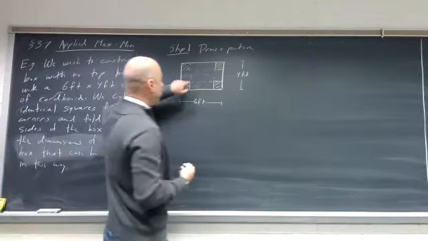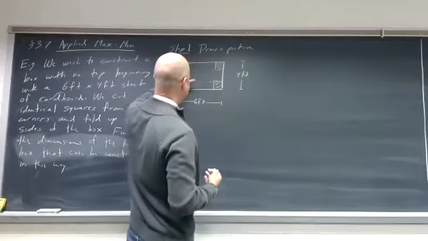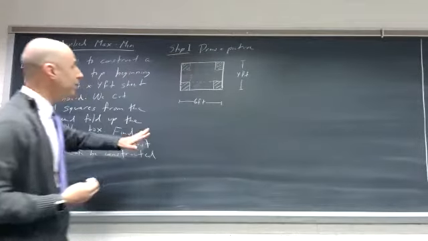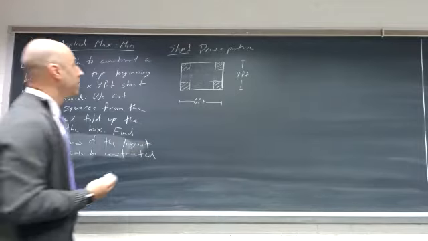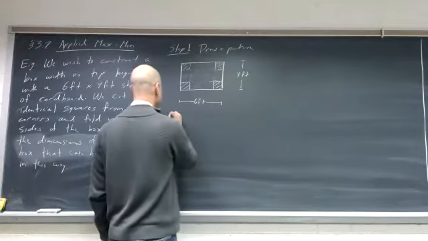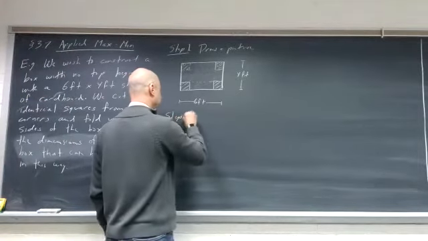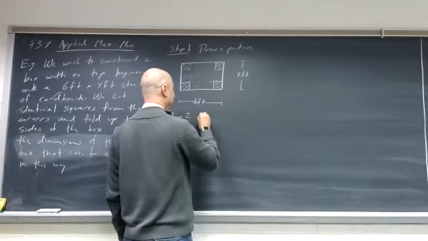So we end up with 4 squares, all the same size. That's what we cut out. And we form the box from what's left. Okay, so step 1, draw a picture. Step 2, define your variables. That can also look familiar.